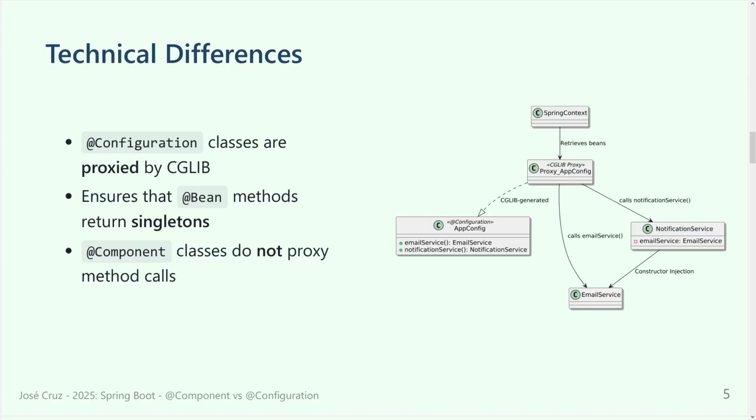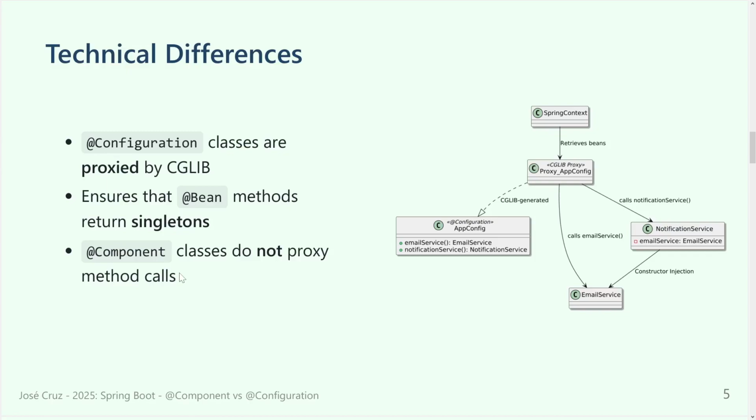Okay. So technical difference: configuration classes are proxified by cglib, as I said, and this ensures that the bean methods return singletons, or if you are using a different scope, they will return other types of instances. Component classes do not proxy method calls, unless you are using aspect-oriented programming and things like that.